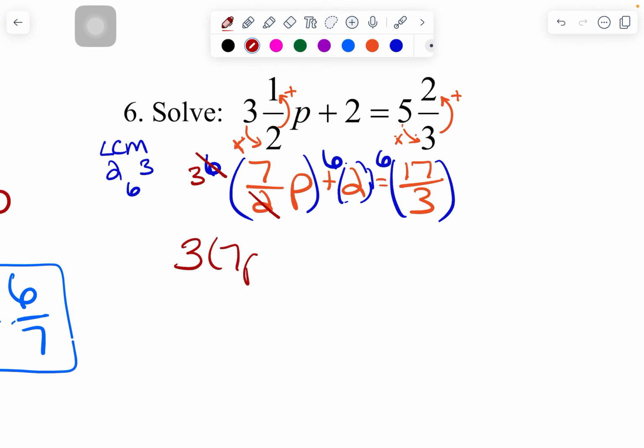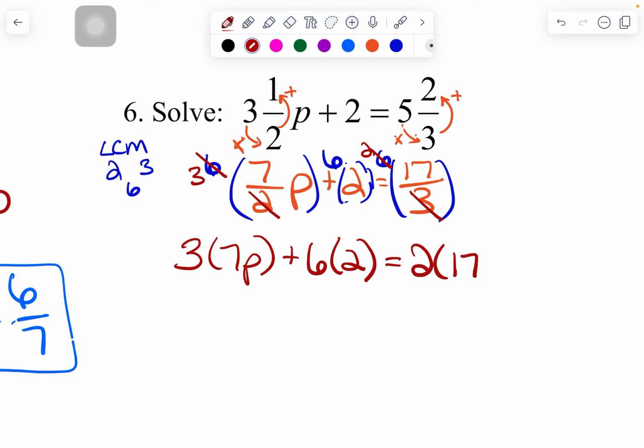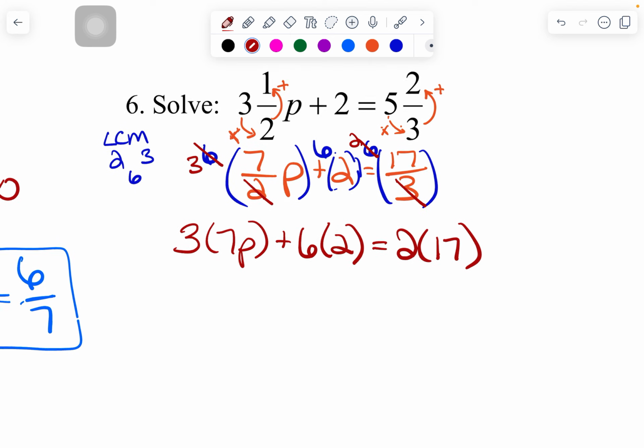So 3 times 7p plus, do not divide this. All right, please be very careful. This is not a division step. That's just straight multiplication because there's no fraction there. There is, however, a fraction here. Okay, so that's where I am going to divide. 6 divided by 3, that makes it 2. So we've got 2 times 17. That's the equation that we're now going to solve.